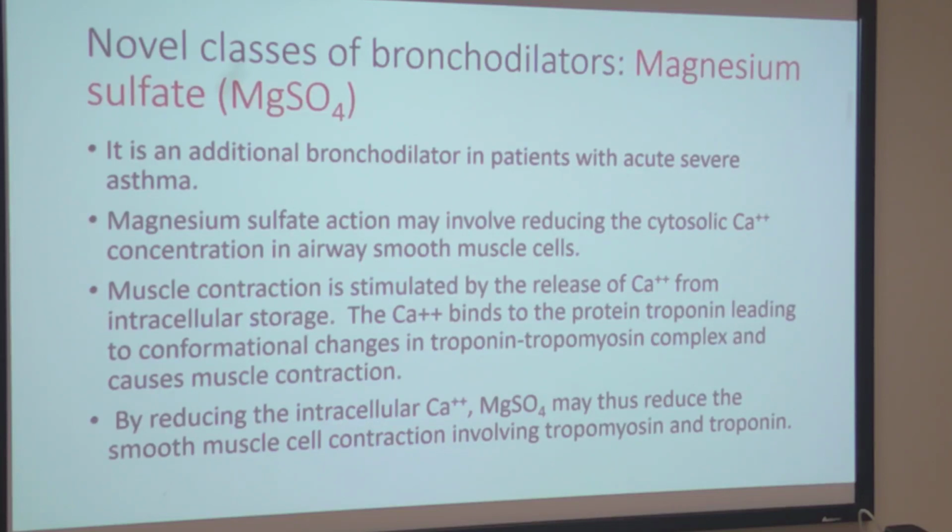Some evidence is there. It will compete with calcium, thereby it binds to the calcium protein troponin and the troponin complex. That way, if troponin is not available, then it will not cause any constriction. So that's how magnesium sulfate interferes with the calcium binding to troponin or tropomyosin. Thereby, magnesium sulfate is found to be a bronchodilator.